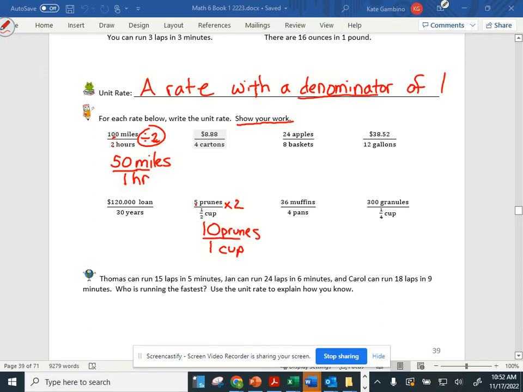So sometimes, if they give you a number that's less than 1, we're not dividing, we're multiplying. So when we have that fraction, we're going to want to multiply up to the 1. If we have a number bigger than 1, we want to divide down. Does that make sense? No matter what, to get a unit rate, you have to have what as your denominator? 1. It's important to remember that the unit rate always has to be 1.